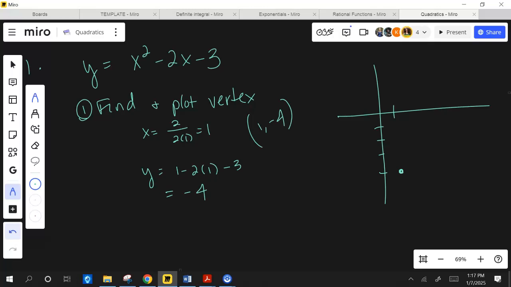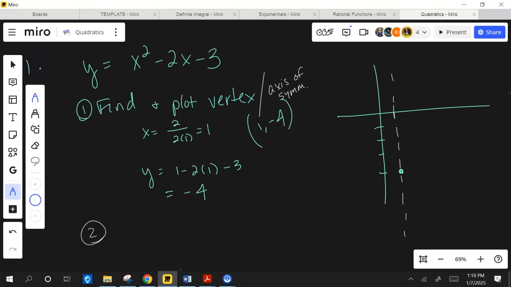Now, here's the part where students kind of start getting confused because you can go in different routes here. I need to find one other point. I'm actually going to stay on this find and plot the vertex. I'm going to put axis of symmetry because it may help you to dot in that axis of symmetry. So you kind of dash it. All right. I need another point to plot.